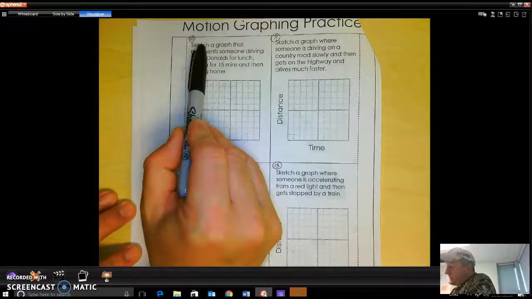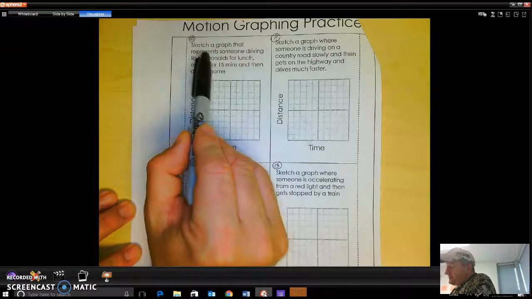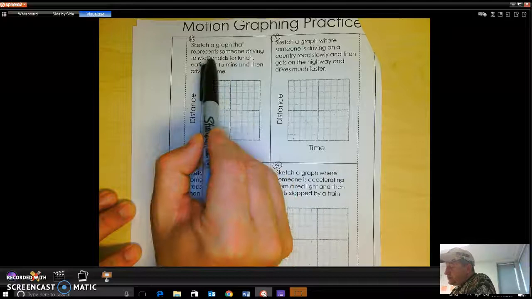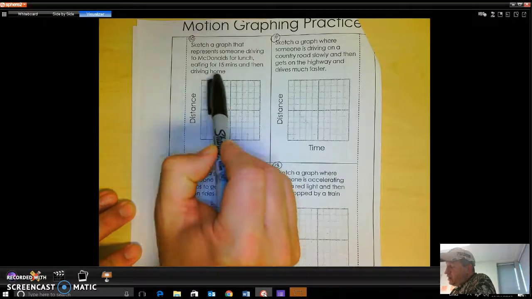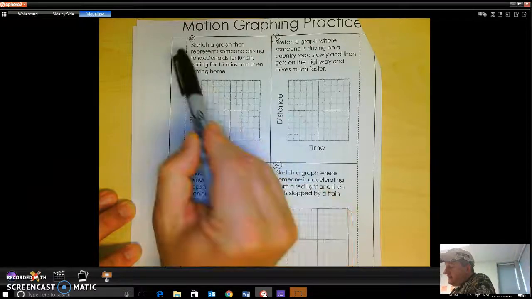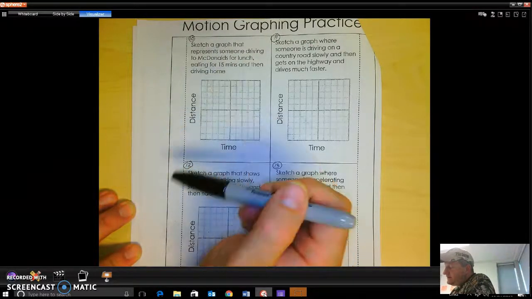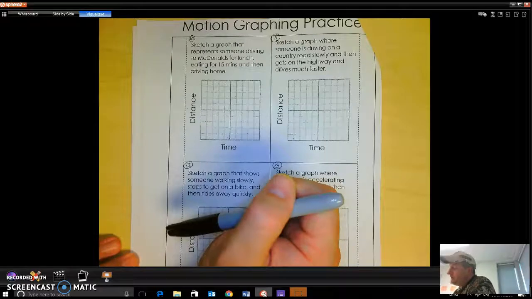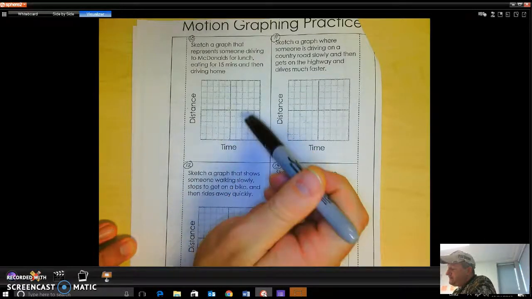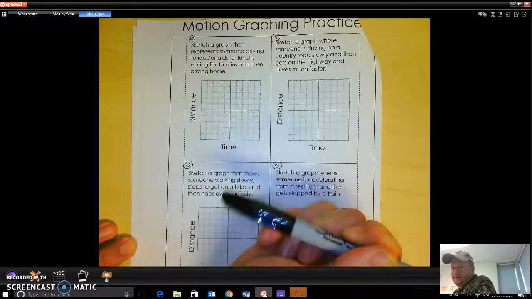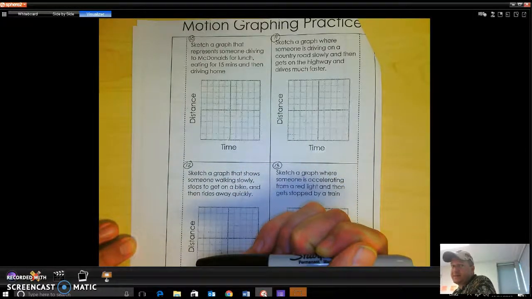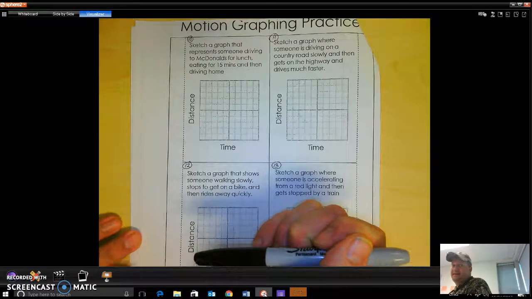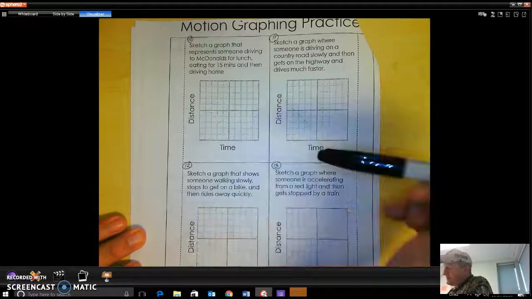You are to sketch a graph that represents someone driving to McDonald's for lunch, eating for 15 minutes, and then driving home. So for this graph, you're going to have 3 different lines. Give you that as a clue. You will draw your graph down here. Just think about what we did in class. We had some example problems exactly like this. Think it through, and let's go on to number 11.